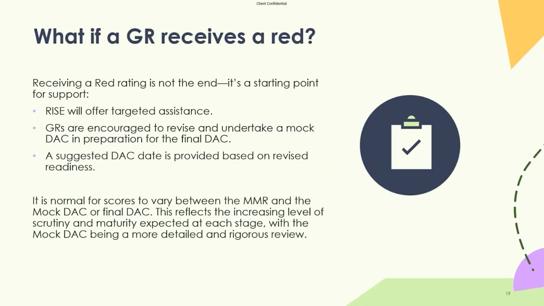What if a GR receives a red? I think understandably, it could be a bit of an alarm if a grant recipient has put in quite a lot of work and they unfortunately receive a red, whether it be in the mid-mobilization review or in the mock DAC. But we intend for this to be an opportunity to improve by offering targeted assistance by RISE. And this could be, as I mentioned, in the form of one-to-one or one-to-many support. Typically, if a GR receives a red in an MMR, GRs are encouraged by their DSMs to revise and undertake a mock DAC in preparation for the final DAC.